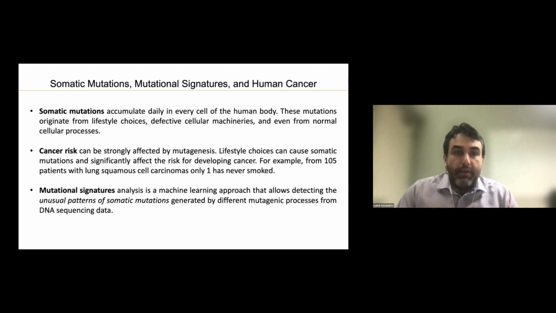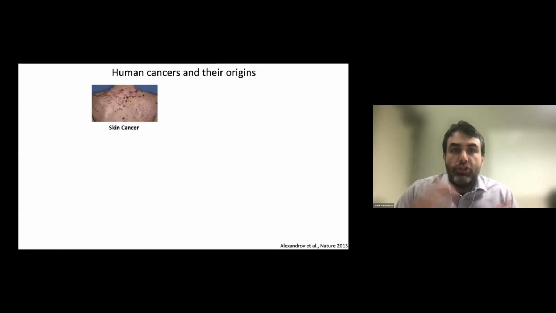And indeed, one of the approaches that exists for that is called mutational signatures. This is a machine learning approach that allows one to detect unusual patterns of mutations. And then one can associate these unusual patterns of mutations with different mutagenic processes, being these processes within the cell or being lifestyle choices or environmental exposures. I just want to give you some examples from adult cancer.